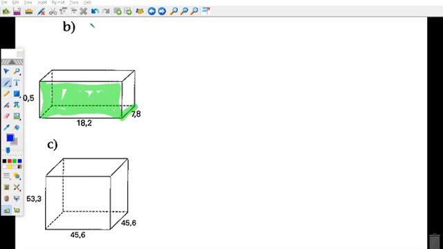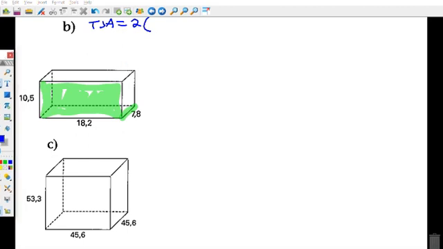So to find the TSA, total surface area, is equal to 2 times my base shape, which is going to be, over here, 10.5 multiplied by 18.2 plus my perimeter. So what's it going to be? We're going to say 10.5 plus 10.5 plus 18.2 plus 18.2. Find the perimeter of that shape. And we're going to get 57.4. And then multiplied by my height, which is going to be 7.8.